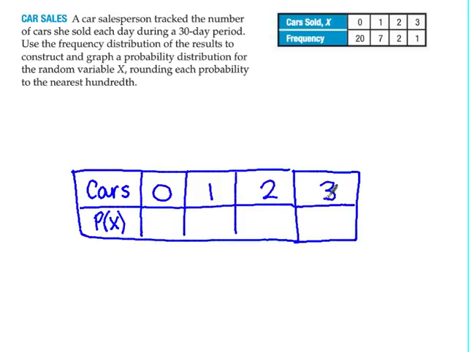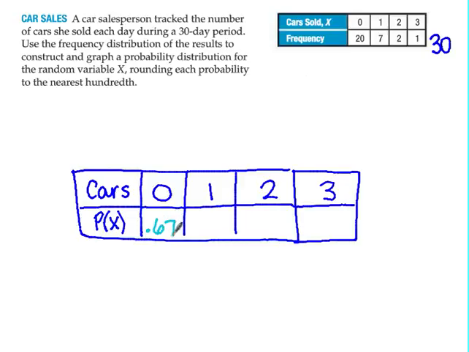How many total cars, or what was the frequency for the number of cars sold? The frequency was 30. Okay. So let's go ahead and fill in the table. So what do I get? I get 0.6 repeating, which is not very good. So I'm going to round to the nearest hundredth, so it'll be 0.67.